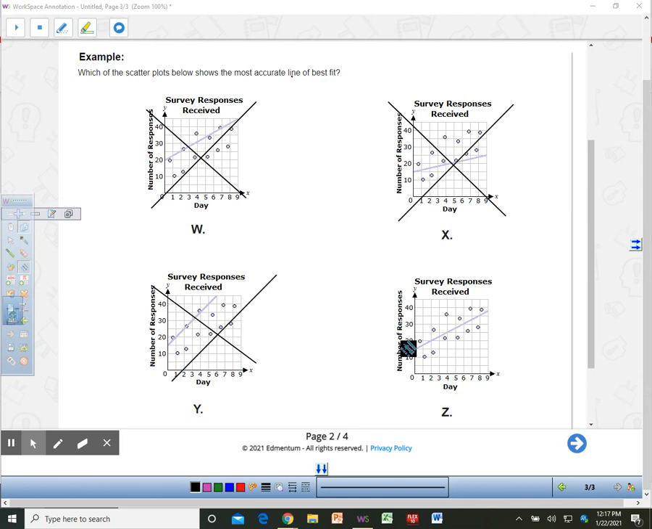So if we're looking for a line of best fit, if we look at Z, we've got 1, 2, 3, 4, 5, 6 dots below it, and 1, 2, 3, 4, 5, 6 dots above it. Yes, it does not touch any of the dots, which I just said was fine. We want it to go through the middle of our data. So I would say Z would be the best option for which one is the best line of best fit.